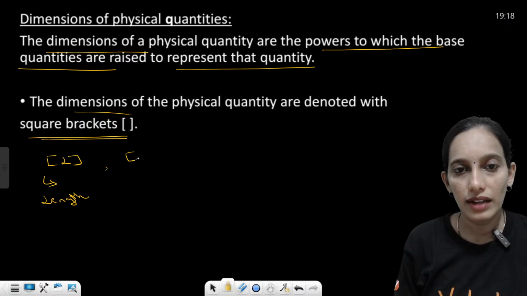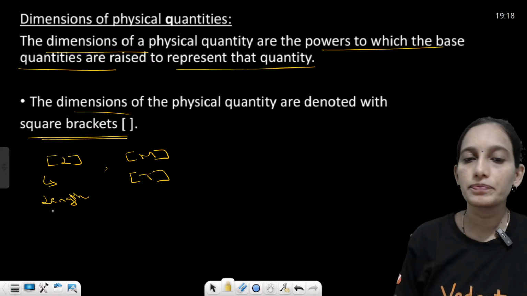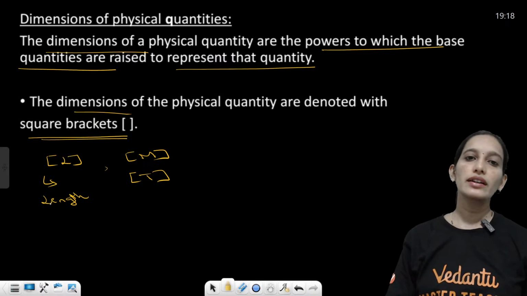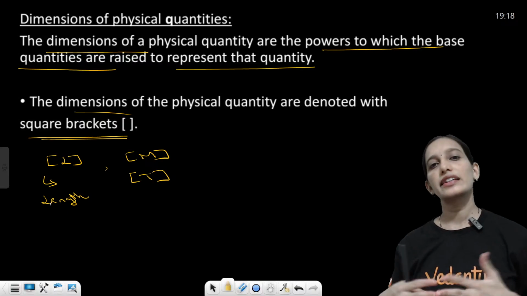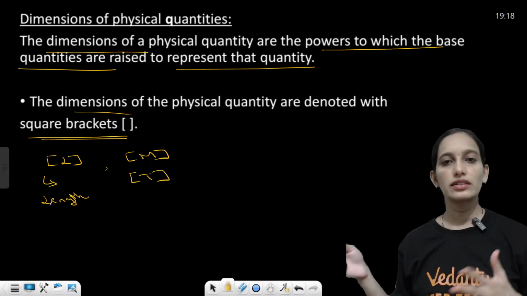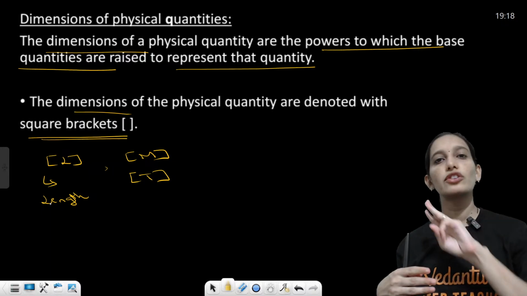Okay, then mass, how do we represent? M. Then time, capital T. Okay, in mechanics, whatever you study in mechanics, like kinetics, kinematics, all those things, laws of motion, most of your first NCERT part 1, all the quantities can be expressed in terms of MLT.